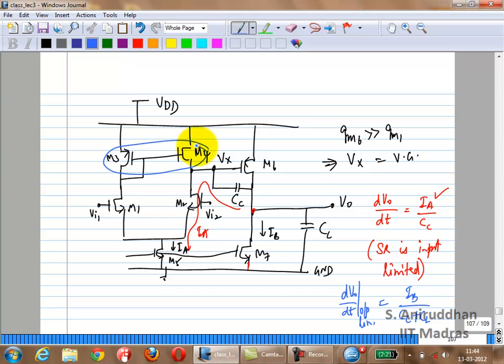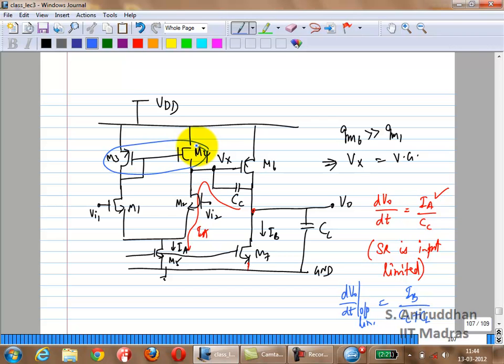Anywhere else? Swing limits. Why? We already figured out that GM1 is much more than GM6. Most of your gain is coming from GM6. So you don't have a very large swing here. Right?